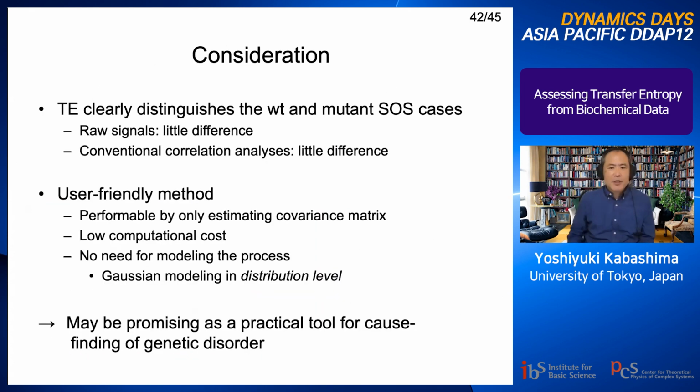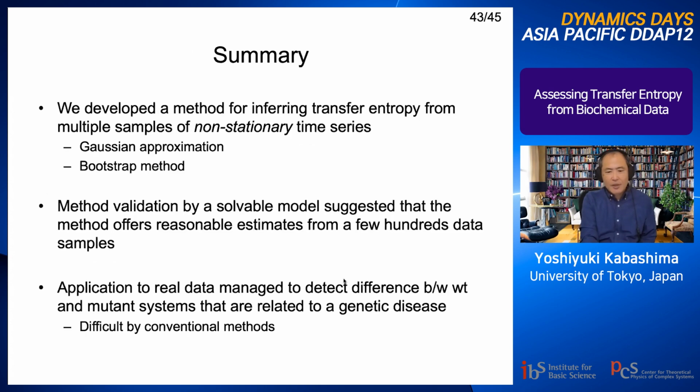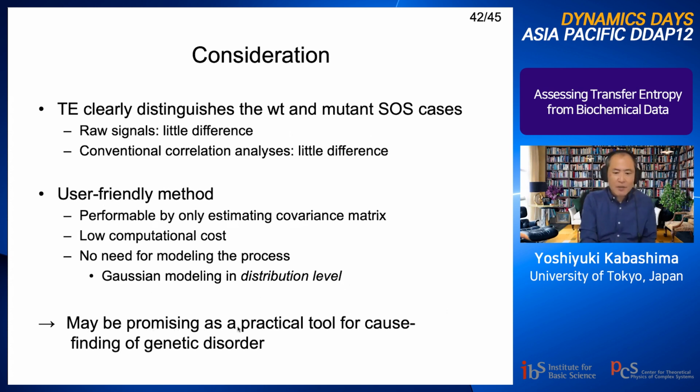So transfer entropy distinguished the wild type and mutant source cases. In contrast, with low signals and conventional correlation analysis, we cannot find a significant difference between the two cases. And our method is user-friendly, performed by only an estimated covariance matrix, with low computational cost, and no need for modeling the process. Actually, we do model the system, but it is in the distribution level. So we consider that this may be promising as a practical tool for cause finding of genetic disorder.